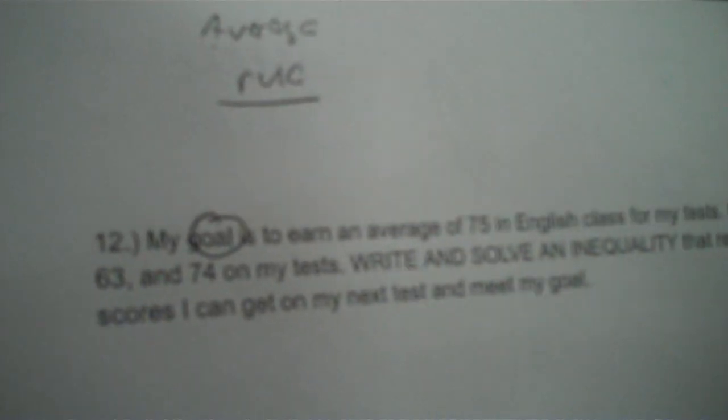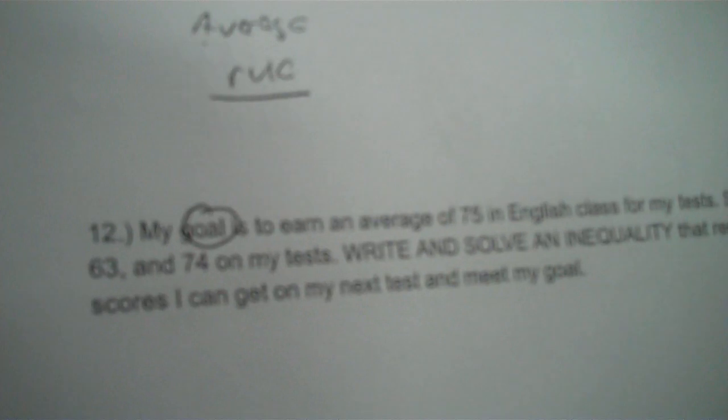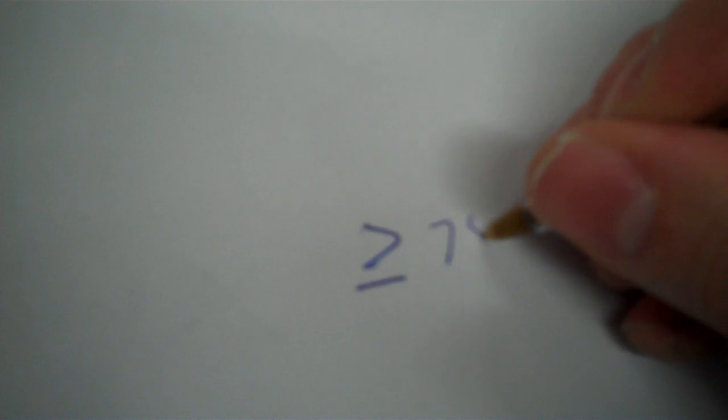Okay, last problem here in the video. My goal is to earn an average of 75 in English class for my test. So far I've gotten 85, 63, and 74 on my test. Write and solve an inequality that represents the possible scores I can get on my next test to meet my goal. So I'm setting a goal so I can be greater than or equal to 75.